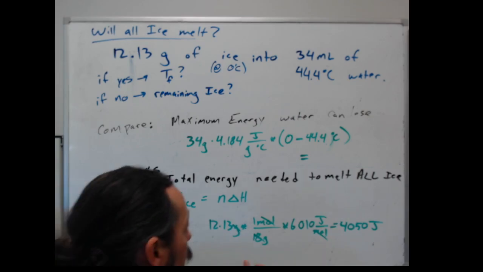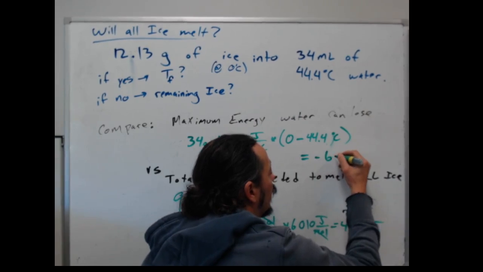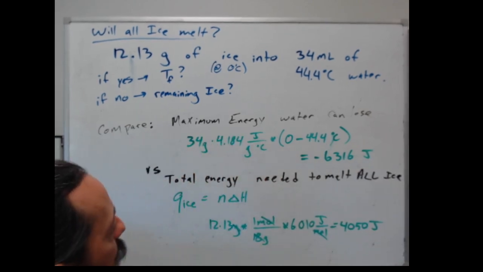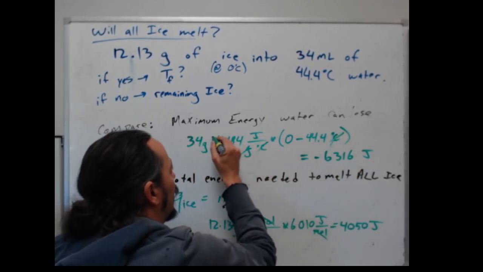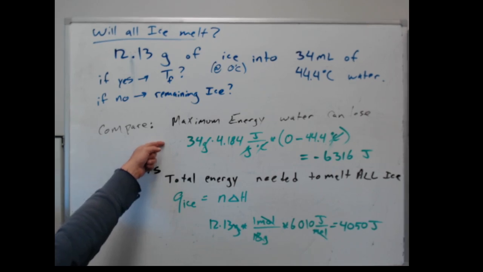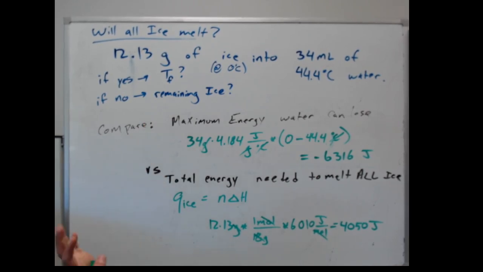I get 6,316 negative. Right. So my water could lose 6,316 joules of energy. Again, Celsius cancels, grams cancels. So what this tells me is, my water will melt all of the ice before it gets to 0. And that leftover energy will go to warming the total system.